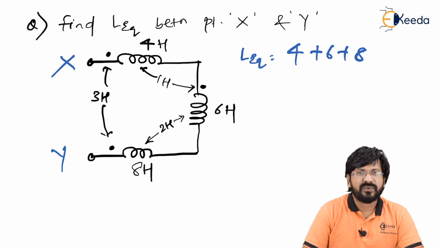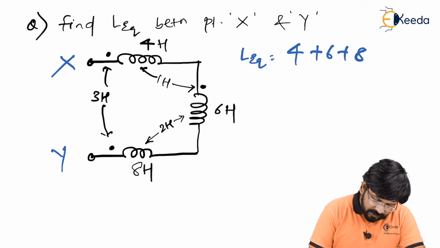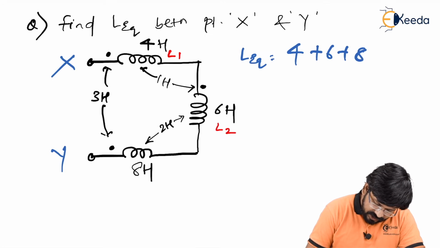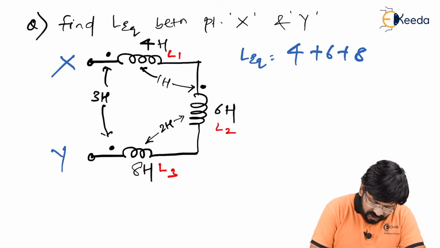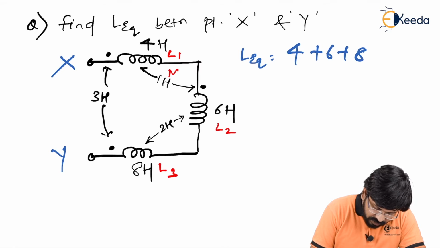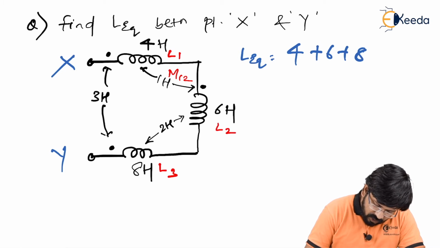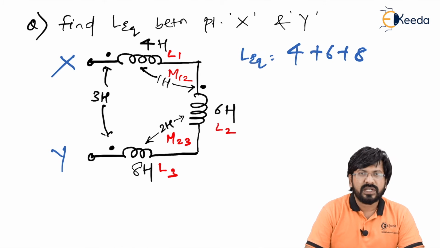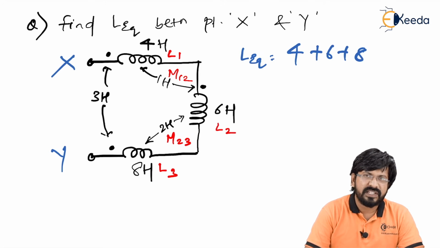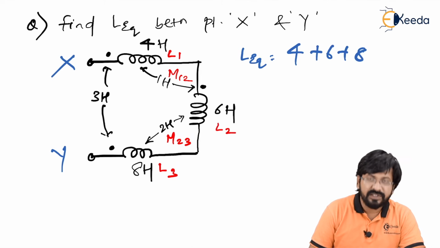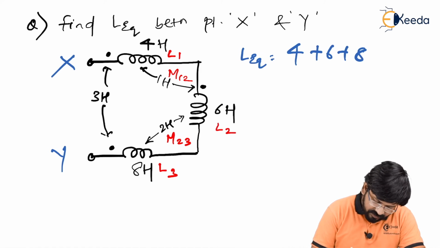Along with that, we also have to see their mutual inductances. This 1 Henry is between coil 1 and coil 2. Let's say this is L1, this is L2 and this is L3, right? So this is a mutual inductance between 1 and 2. I would say it is M12. Between 2 and 3, it is 2 Henry, so it is called M23. Even if you call M23 as M32, it doesn't matter. That sequence does not matter. Only what matters is that you should show both the numbers here.